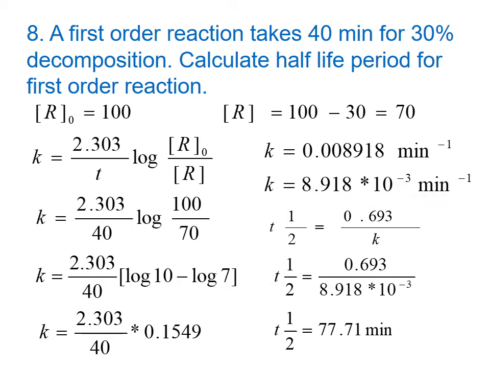So now we calculated the rate constant, and by using this rate constant we can find out the half-life period of this first order reaction. The equation for that calculation is T half equal to 0.693 by K. K is 8.918 into 10 raised to minus 3. Then the final result is 77.71 minute. Write the answer with the unit. In the answer key there is a separate mark for unit, so always write the final answer with the unit. Clear?